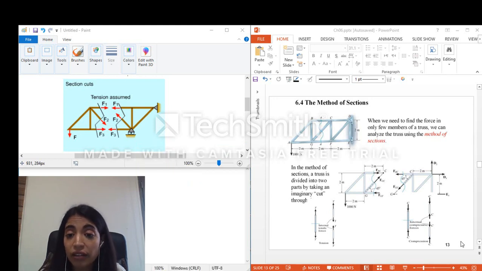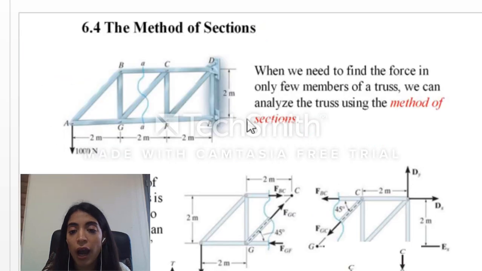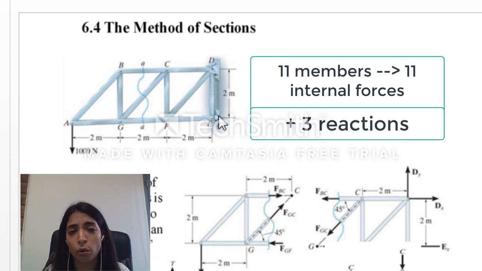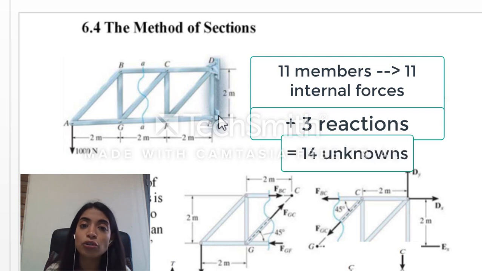And if I take this example right here, how many members do I have? I have 1, 2, 3, 4, 5, 6, 7, 8, 9, 10, 11. So I have 11 members, which means I have 11 internal forces. And in addition, I have two reactions at D and one reaction at the roller at E, which means I have 11 plus 3, 14 unknowns: 11 internal forces, and 3 reactions that are considered basically as external forces.